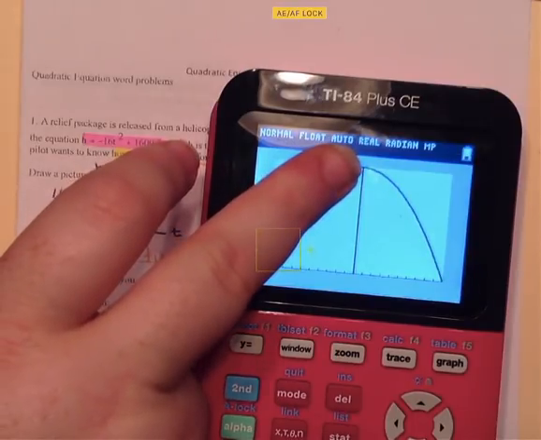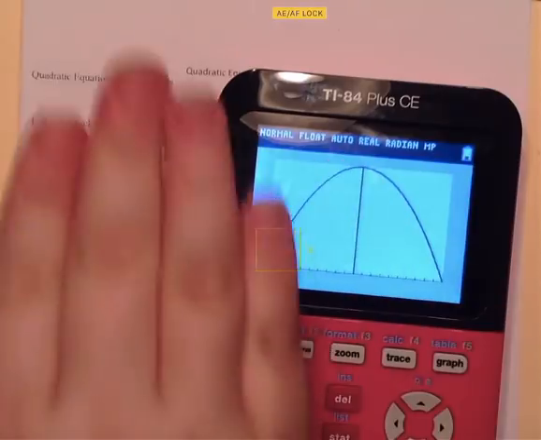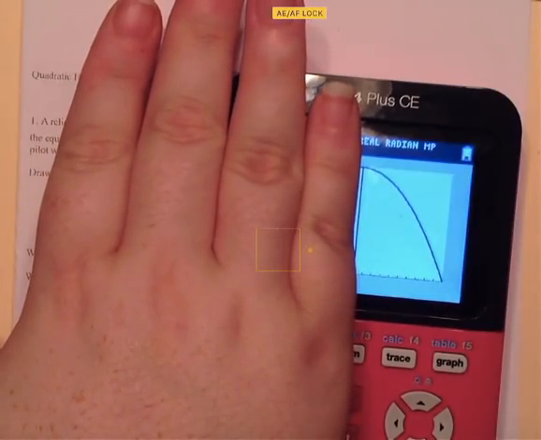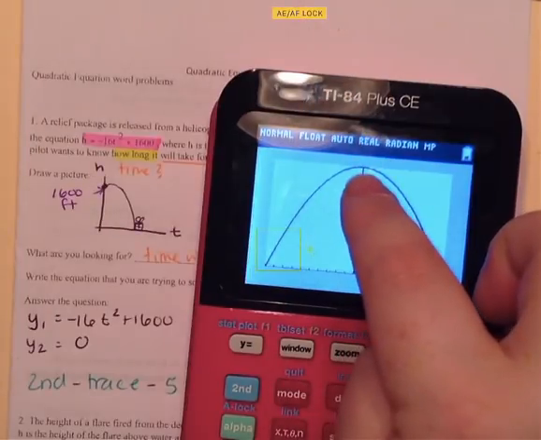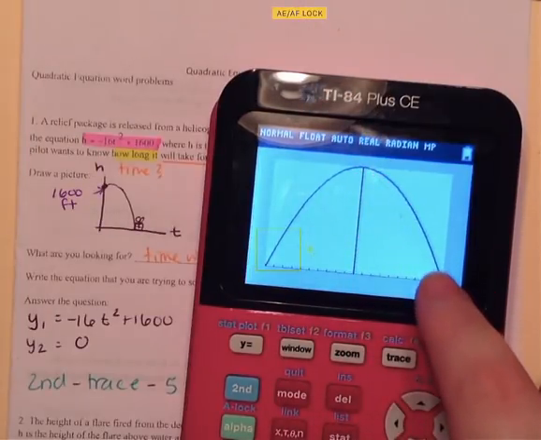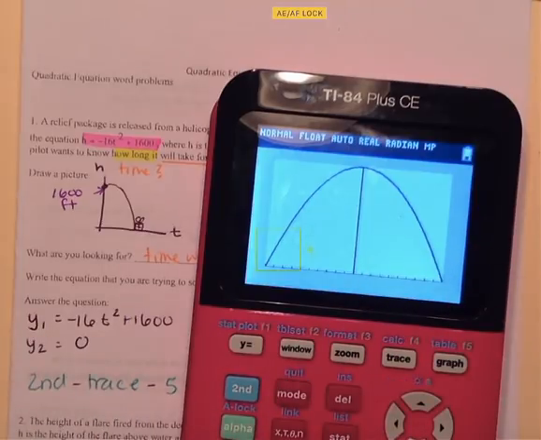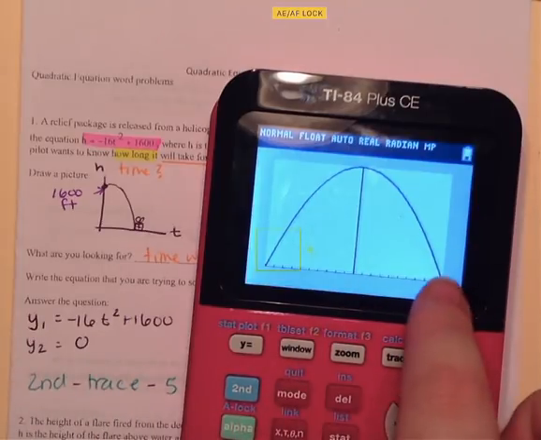This was the y-intercept. This is at 1600 feet, and this part of the graph is not needed because this is when it's negative time. So I want to show that this is a 1600. It's coming down. It's going to hit the ground right here. I don't need to see anything underneath that because it's not going to go underneath the ground. So I want to find the intersection of that.